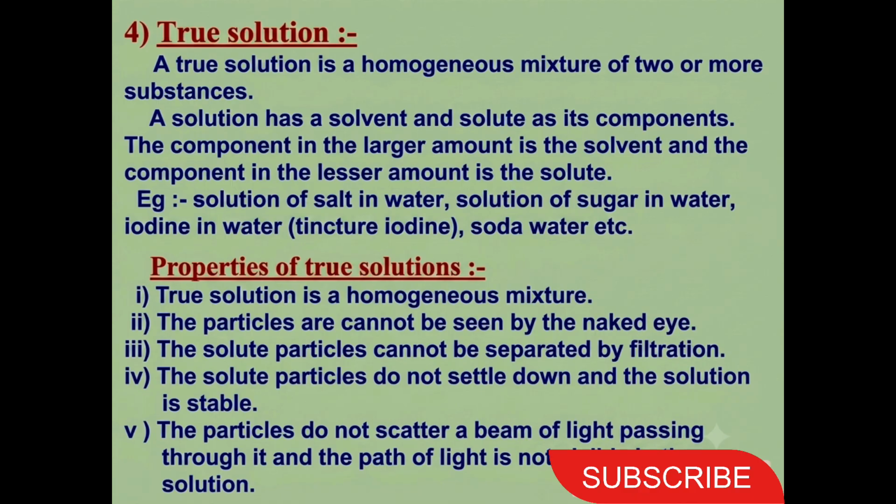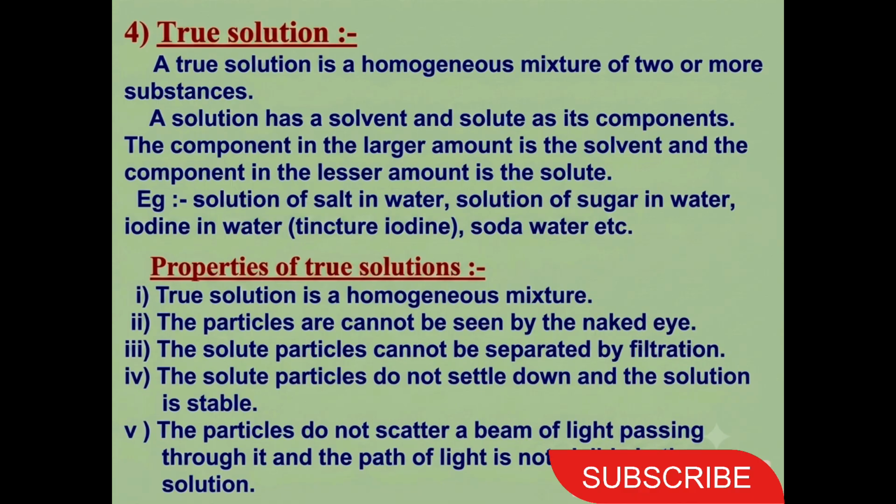So the sugar and salt, which are present in a lesser amount, are the solute. The 100 ml water is the solvent. When we combine solute and solvent, we get the solution. A solution has a solvent and a solute as its components. The component in the larger amount is the solvent and the component in the lesser amount is the solute.